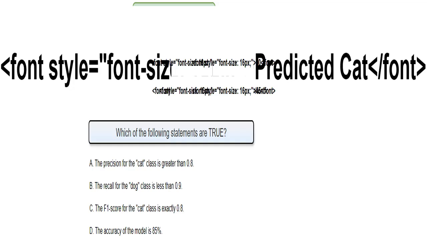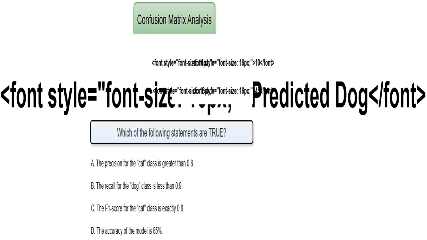This column shows the number of images the model predicted as cats. We use this to check for both true positives and false positives. This column shows the number of images the model predicted as dogs. We use this, along with actual cat and actual dog, to find true and false positives and negatives.